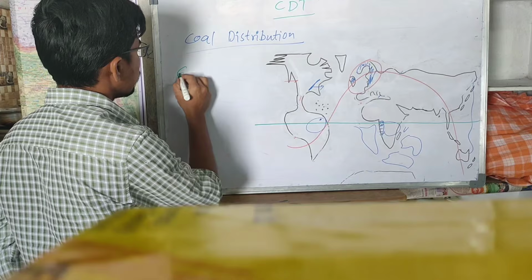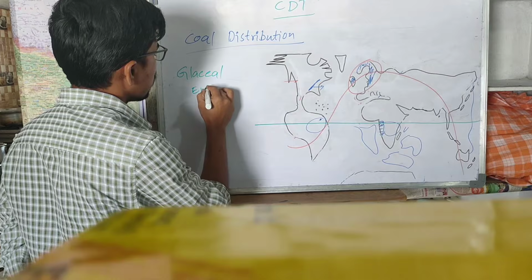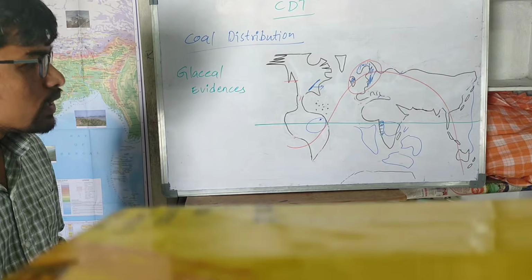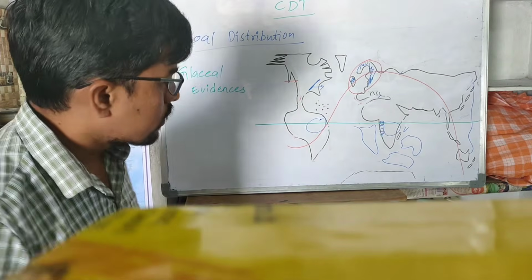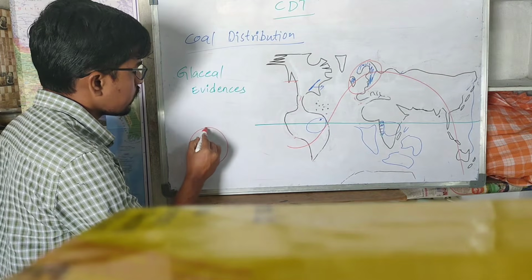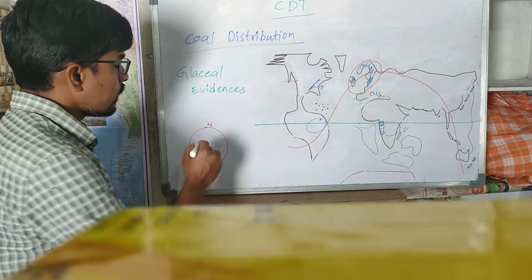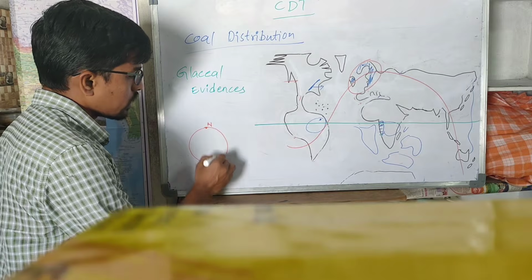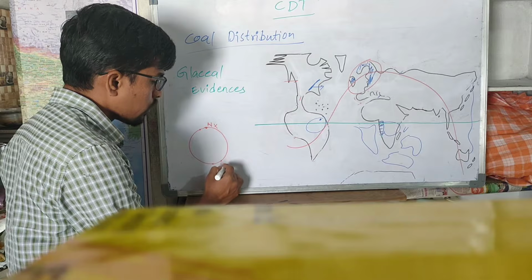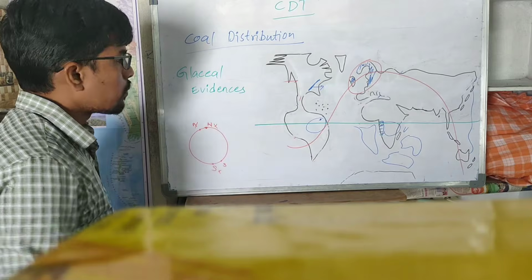The last evidence is the glacial evidences. What does glacial evidences mean? Once again, Wegener. This was the North Pole, this was the South Pole, but these two do not always remain in the same place. The North Pole is always shifting and the South Pole is also shifting. They alternately shift their places.